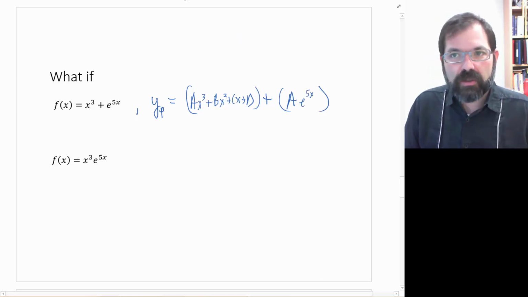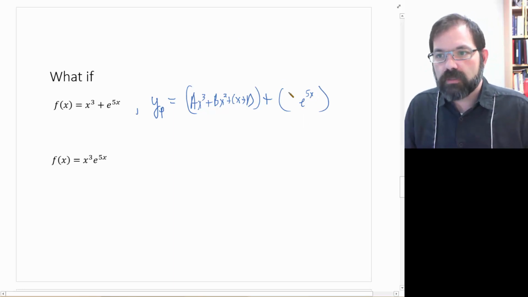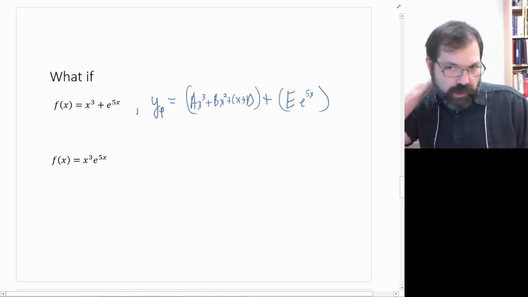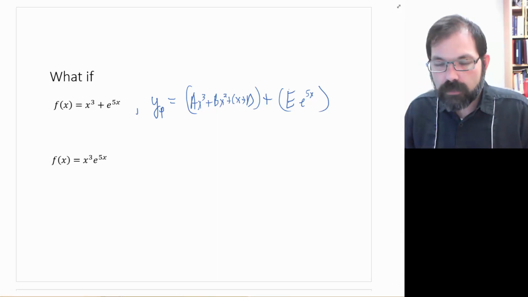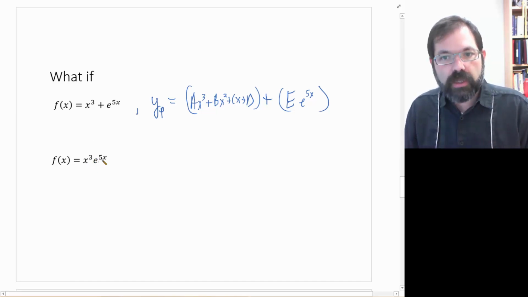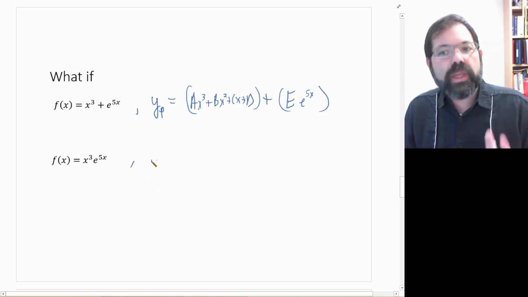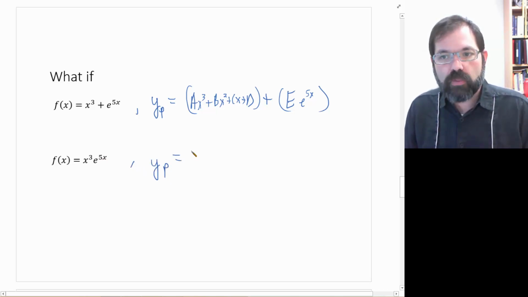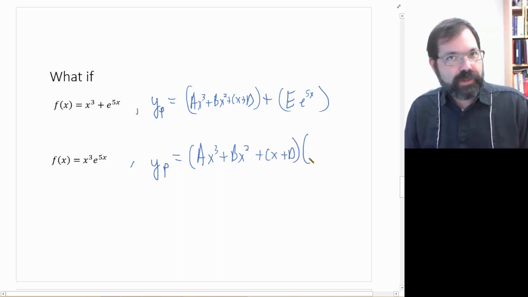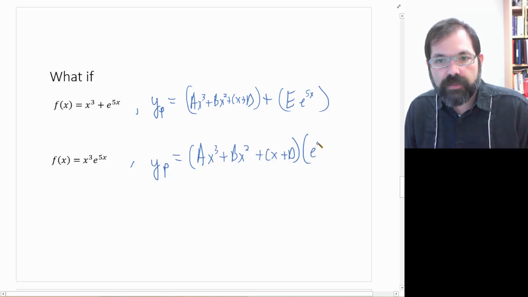But we have to use a different letter. Don't use the a, use some other letter. So I'll use a capital E, or something else, right? But we don't want to repeat any of the coefficients. And similarly, if we have a product instead, so here I have x cubed e to the 5x, we multiply. So my y sub p would be ax cubed plus bx squared plus cx plus d times, and now here's the thing, I only need the e to the 5x.